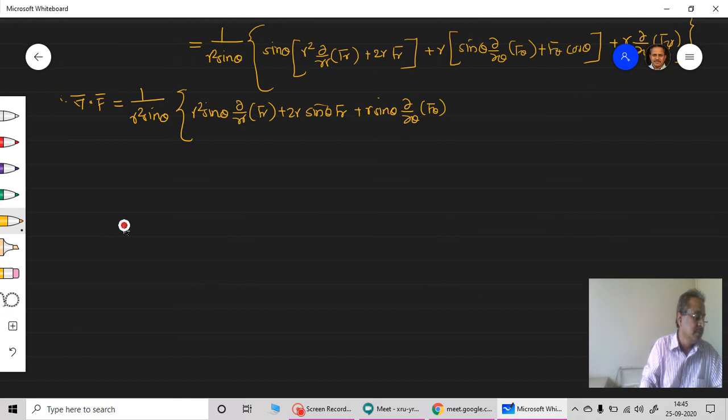plus r times cos theta f theta, this is theta, and plus r times del by del phi of f phi, so this bracket, simplification.